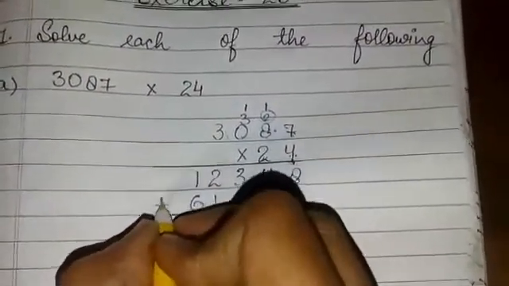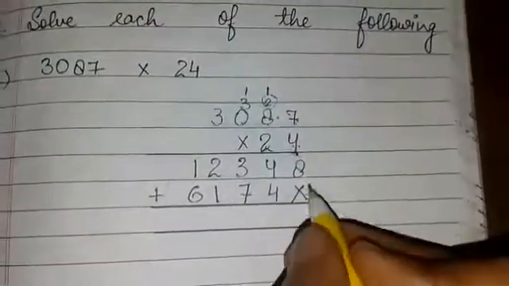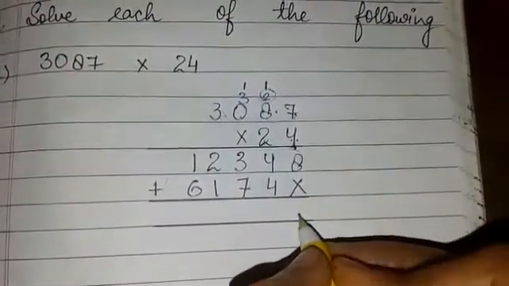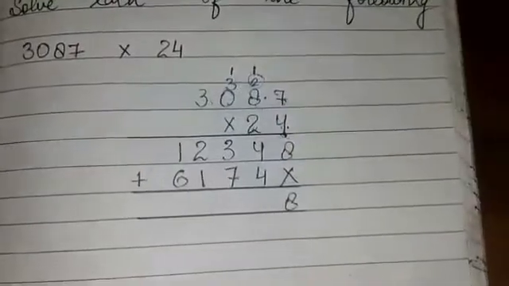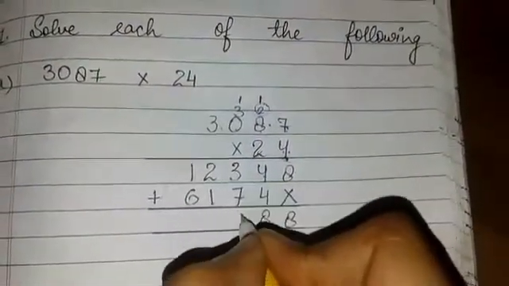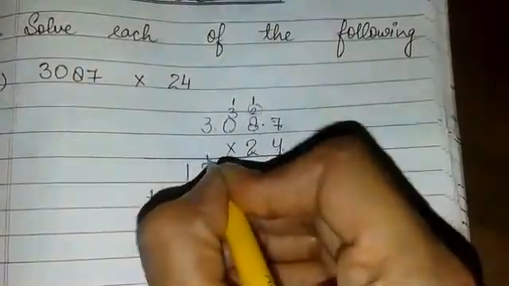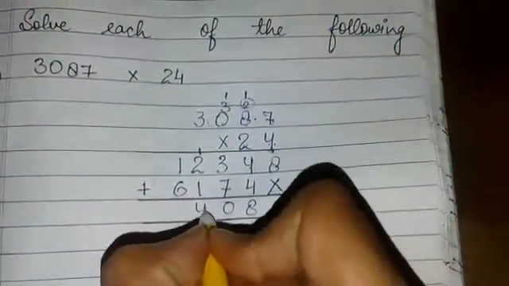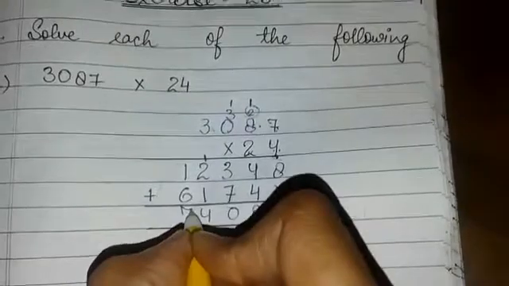Now what we have to do, we have to add these two numbers. 8, 4 and 4 is 8, this 10, 1 is carried to this one. Now that's 4 and 7.